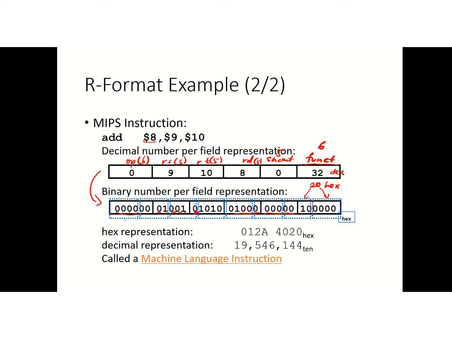0000 we got 0, and then 0001 is 1, 0010 is 2, and then 1010 is 10, so the representation is A, and then 0100 is 4, this is 0, this is 2, and then this is 0. So when we combine it, you will get it like this, and then you write hex. And then the decimal representation is the conversion from hexadecimal to decimal.